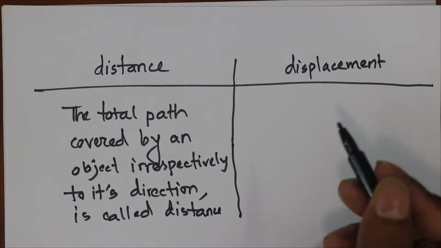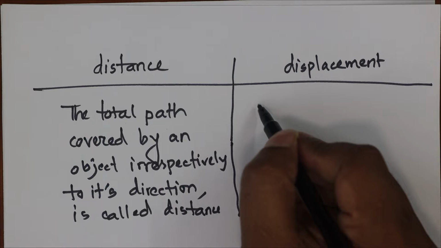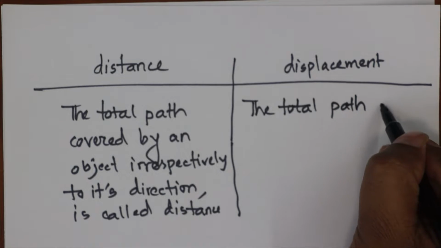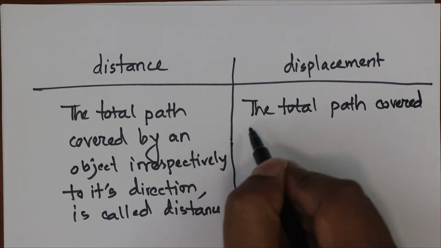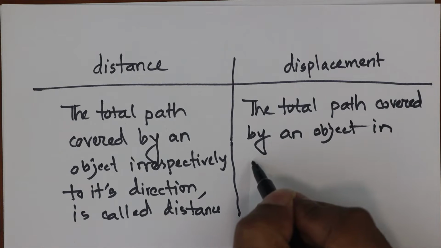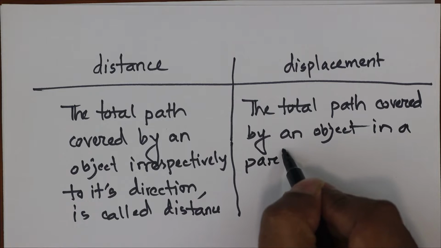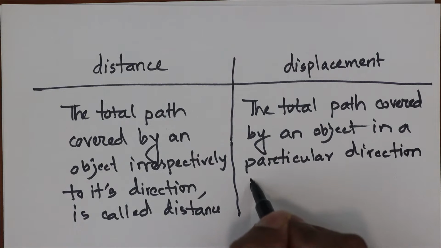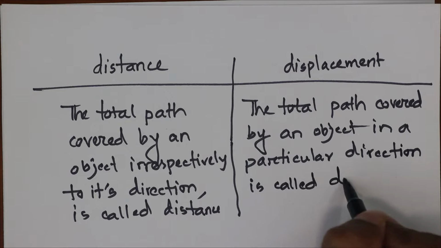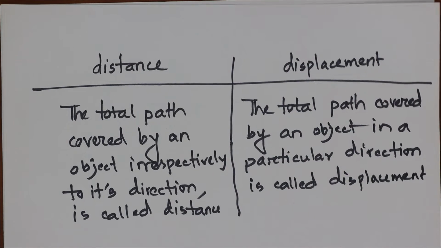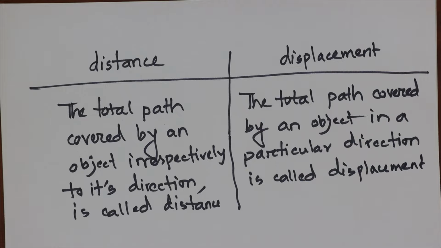On the other hand, displacement is the total path covered by an object in a particular direction. So, the total path covered by an object in a particular direction is called displacement.